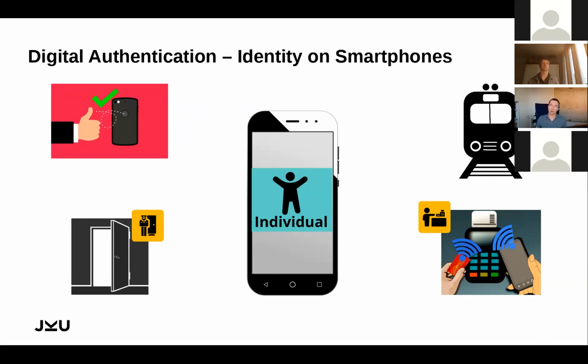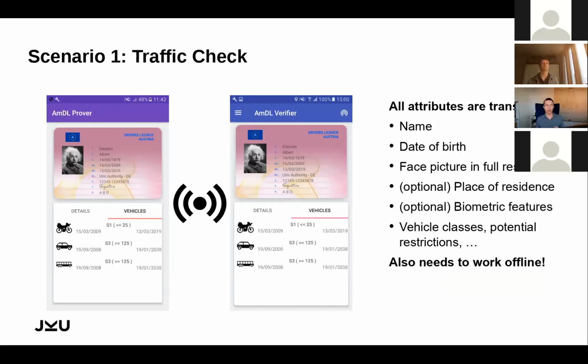Let's take the example of a mobile driving license. There, typically, when you use your physical, your plastic cards, your paper driving license in maybe a traffic check, you hand over that document and it lists all the attributes that you have: your name, date of birth, your face picture, sometimes depending on the region, the place of residence, biometric features, some vehicle classes that you are allowed to drive, restrictions like having to wear glasses and so on. That all should work offline, but we can more or less easily just copy that over to a digital version of transmitting that through NFC, through QR code, through BLE, and so on.